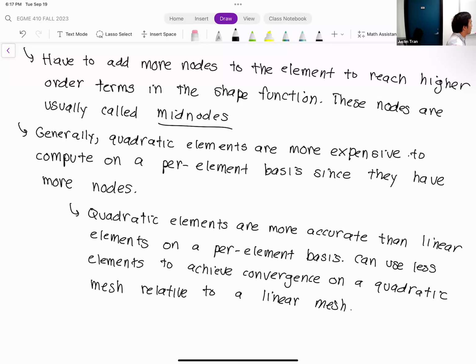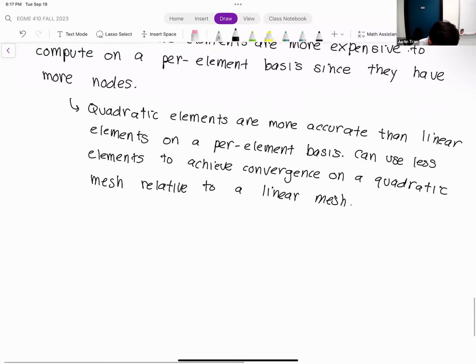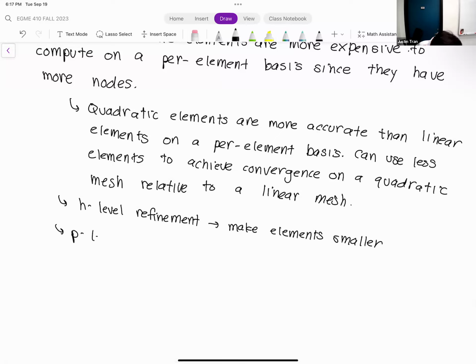If you hear those terms, it's becoming less common nowadays, but there are still some texts and some people that talk that way. When you hear H-level refinement, what that means is that you're making the element smaller. P-level refinement means that you're increasing the order. They both achieve the same goal, which is to make your finite element simulation more accurate. It's just that the way you approach it is different.